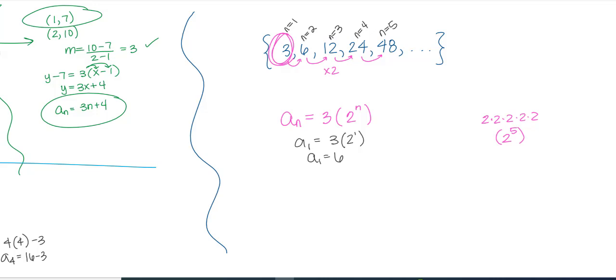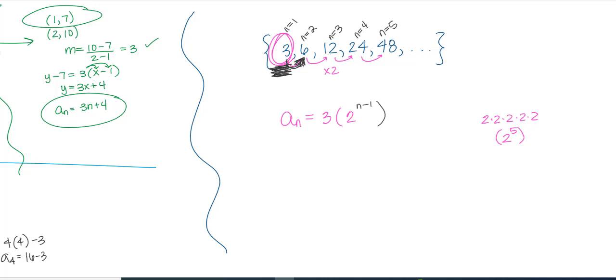Okay, so that's one term. I need to go back one term. So I don't want a sub 1 to be 6. So think about it. You're starting at 3. You don't want to multiply 3 by anything. You just want the first term to be 3. After that, that's what you start your multiplication of 2 by. So what I'm going to say is not 2 to the n. I'm going to say that that should be 2 to the n minus 1.